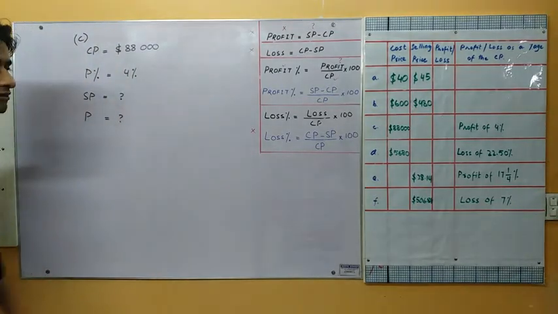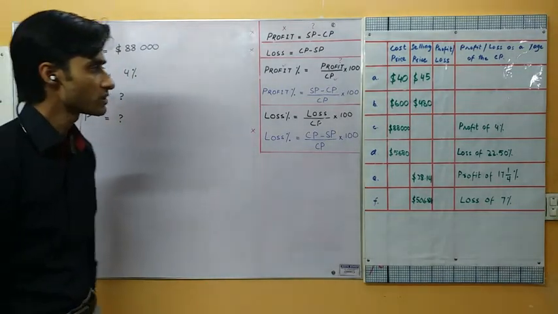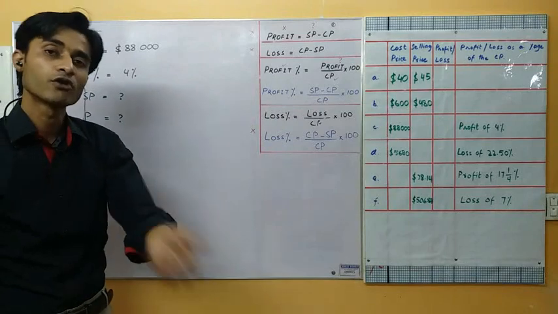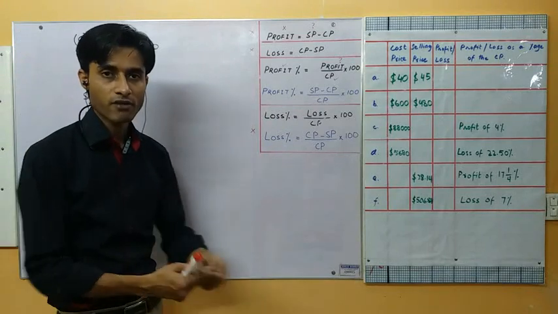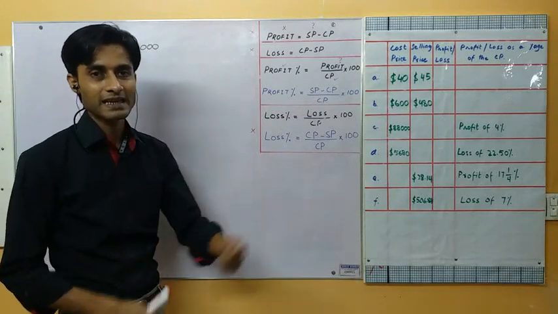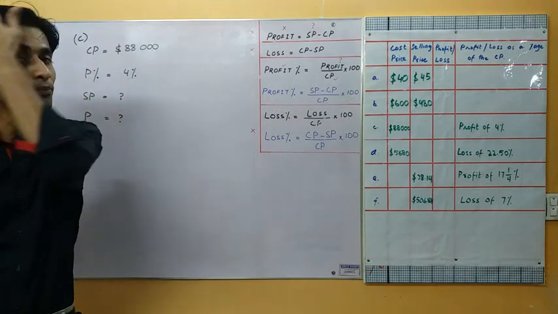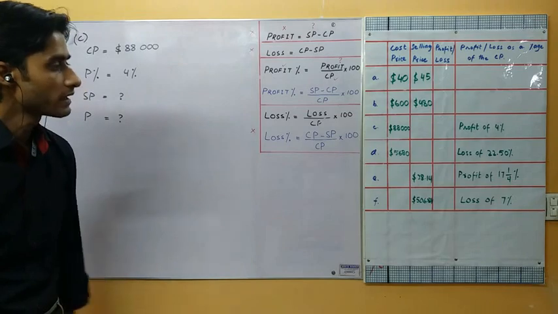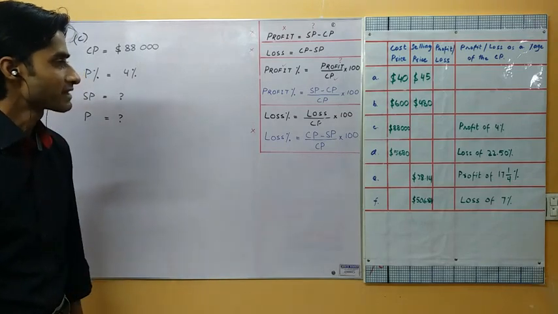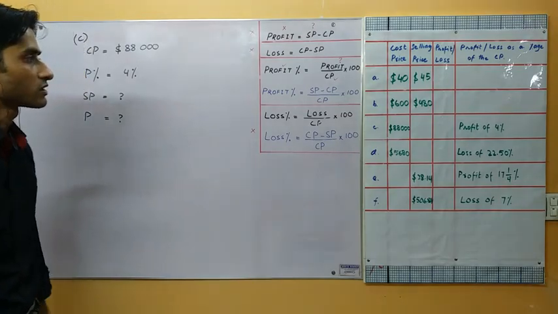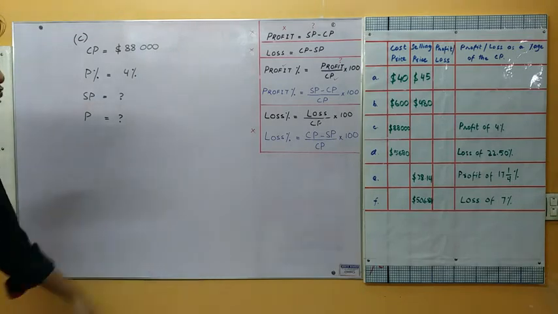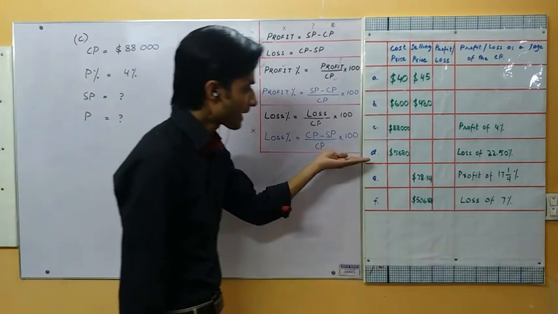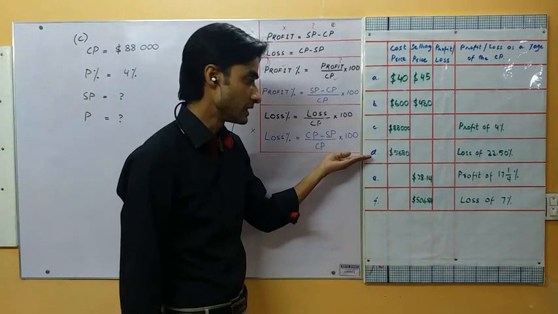So these could be two different ways of doing the same question. Earlier I found out selling price first and then I found out profit, and in the second case I told you, you can also go for profit first and then you can find out the selling price. Hopefully you'll be able to do this one as well on the instructions that I have provided. I am not going to solve this one. I am going to discuss part D.